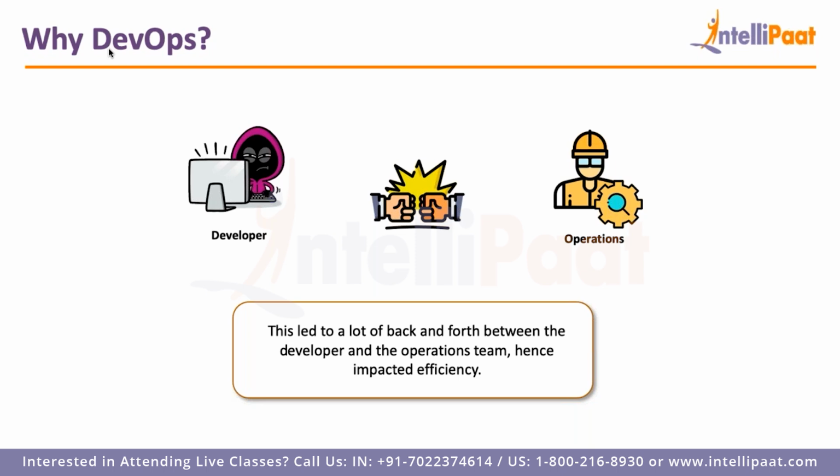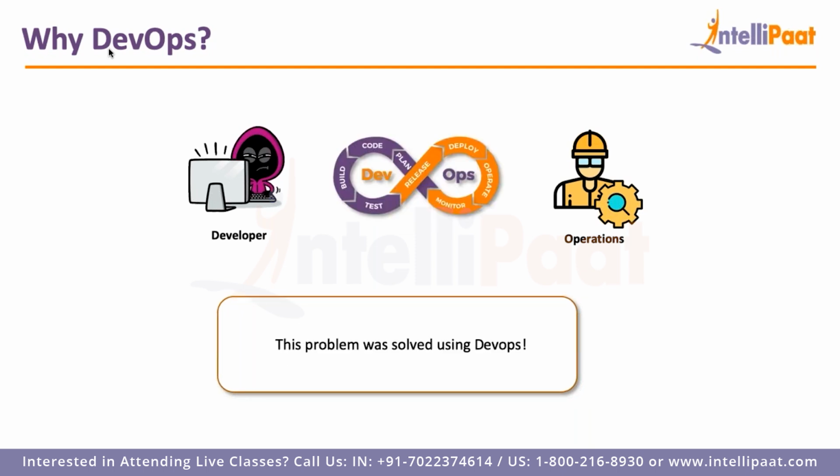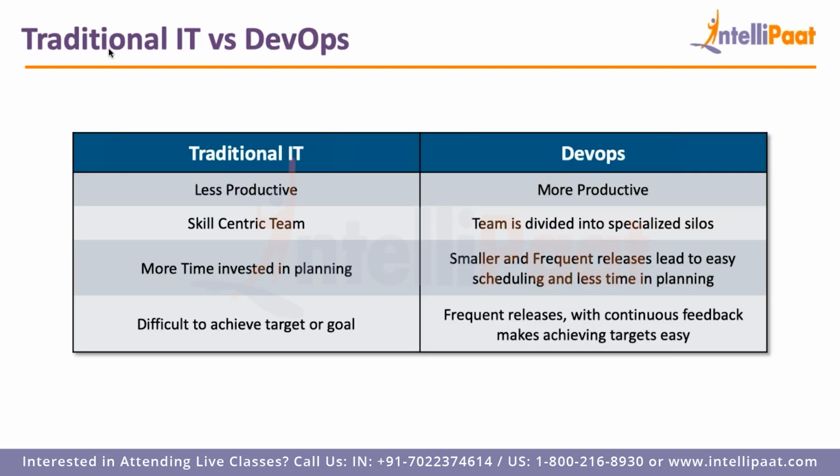So to fix this, we came up with a methodology where we make use of software. So what was DevOps? DevOps was basically a methodology which solved the problem between the development and the operations team. And if you were to compare when you introduced DevOps, what were the different kinds of things that you saw? In traditional IT, where DevOps was not followed, the team was much less productive. While using DevOps, it became much more productive.